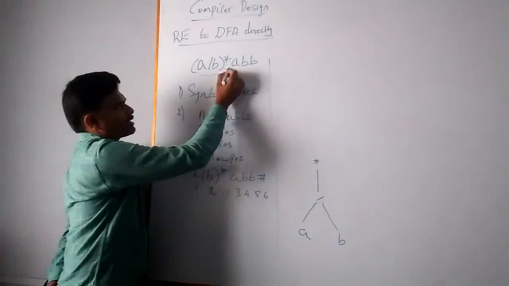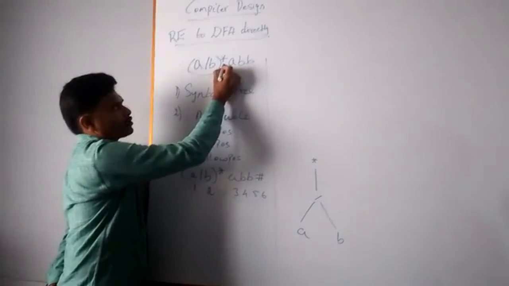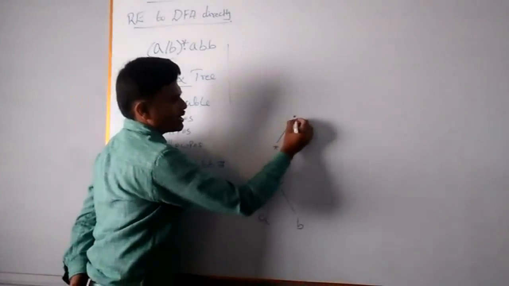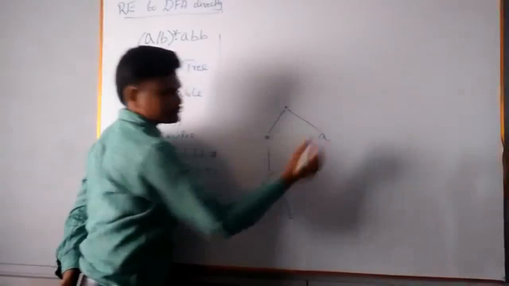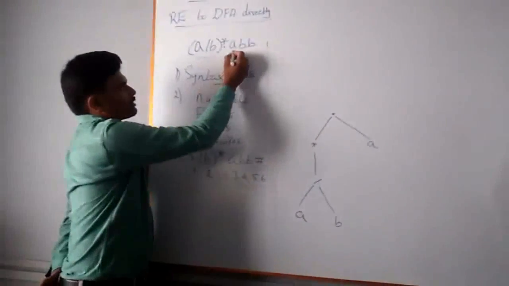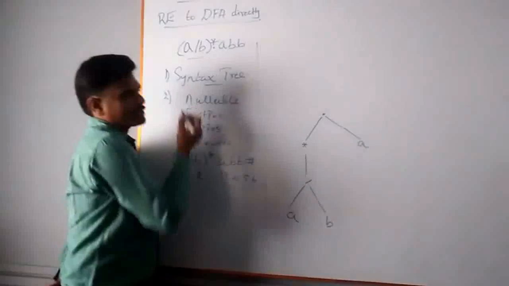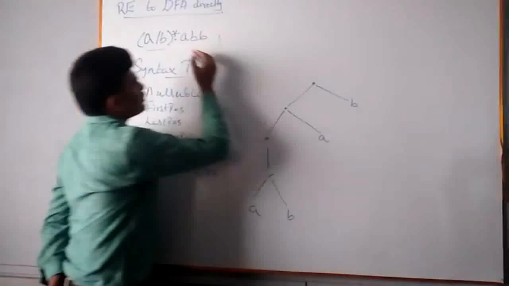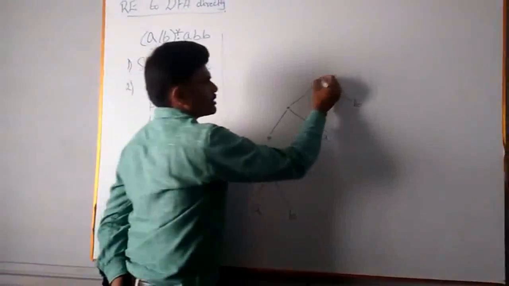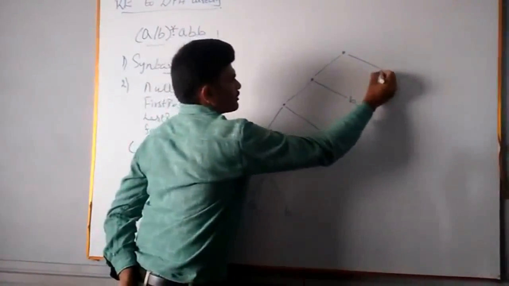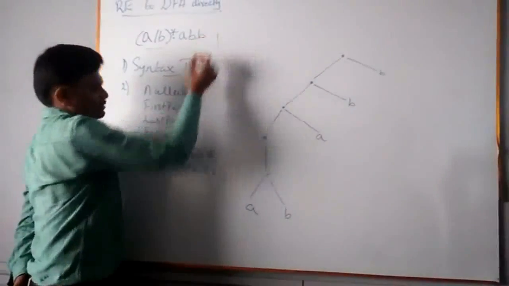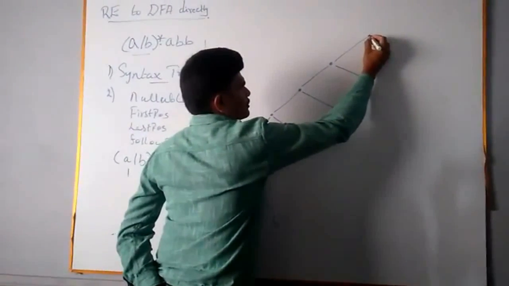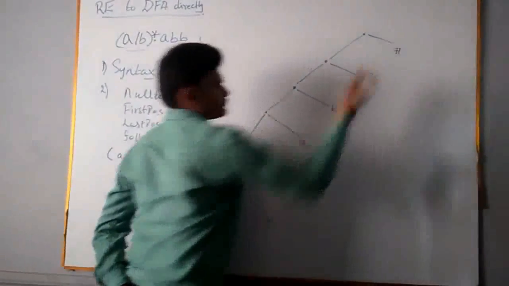After the star we have a dot operator, the concatenation operator, followed by a. So the root node will be a dot operator, with the star on one side and the leaf node a on the other. After that, followed by a we have a dot operator, and we have b. Again a dot, we have b, and then after b we have another dot concatenation operator, and b. After b we have the hash symbol from the augmented grammar.